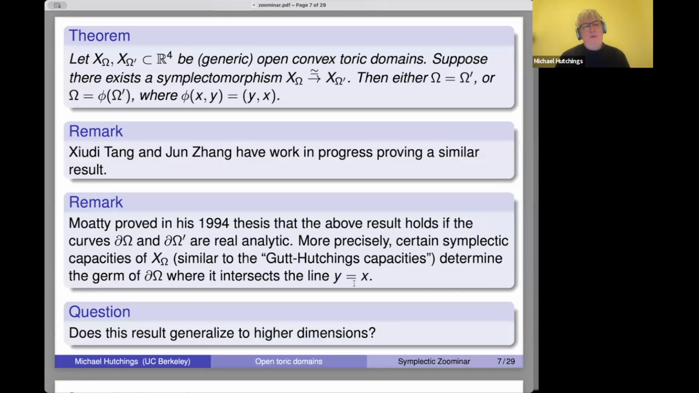So I didn't know about this paper at the time that Jean Gutt and I did our work. I learned about it later. So either Moati's thesis was way ahead of its time, or I am way behind my time, or maybe both. And we can ask if this generalizes to higher dimensions, even if you assume real analytic or something. I don't think that's known.